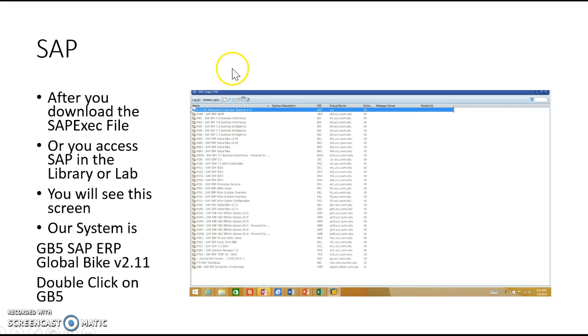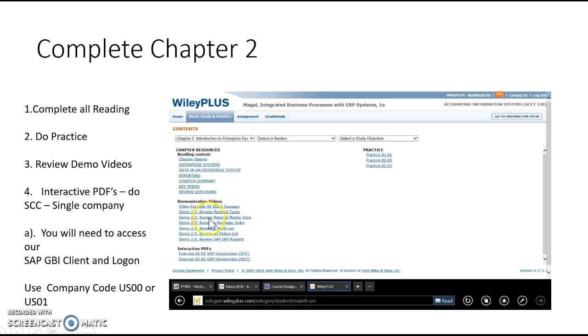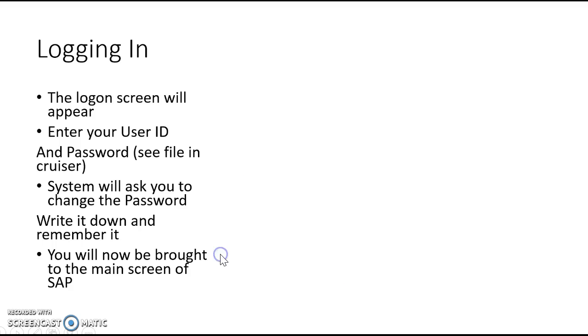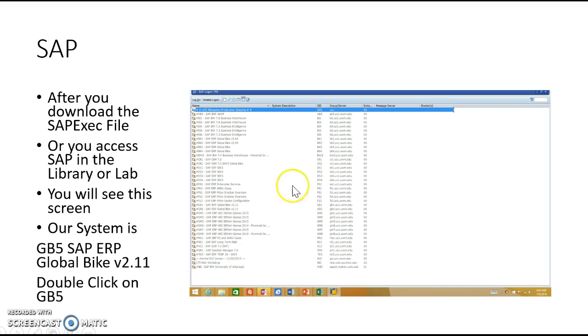In order to do this exercise 2.0 SCC, you're going to have to log into SAP. If you're not in the library or the lab, you'll have to download that SAP execute file that is out there in Campus Cruiser. Once you do that and you double click on your SAP instance, you should see a screen that looks like this. These are all the different companies that are out there.